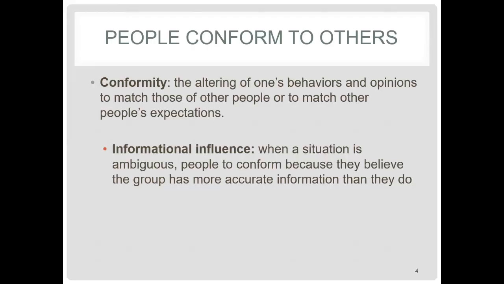There's also what's called informational influence, and this is when a situation is ambiguous. We conform because we tend to believe that the group has more information than we do.